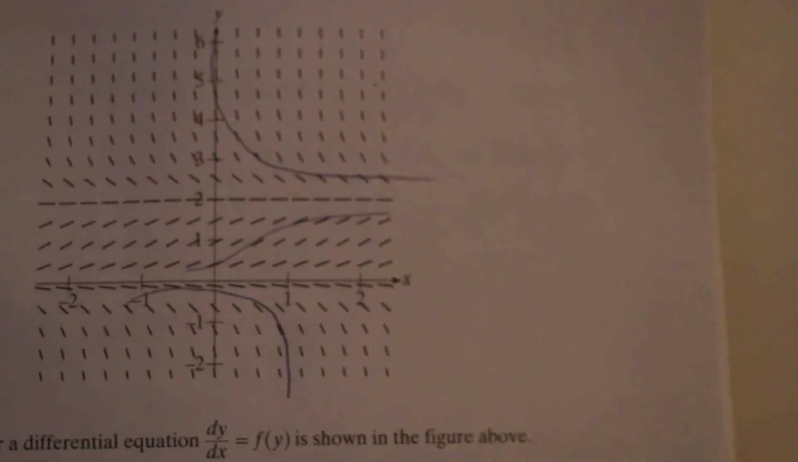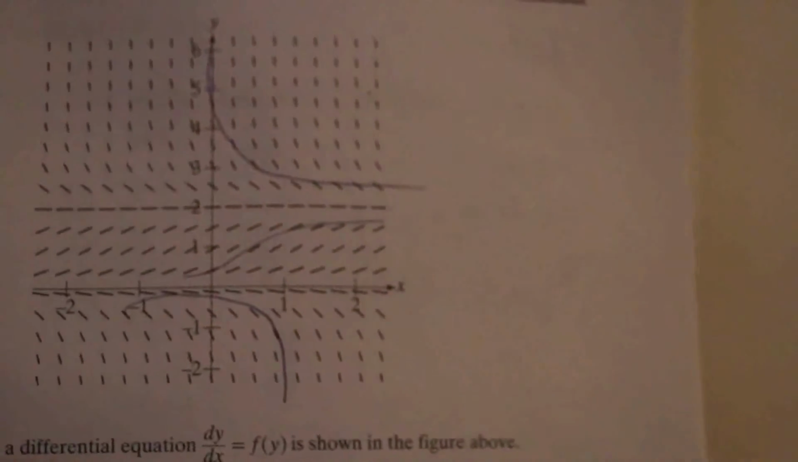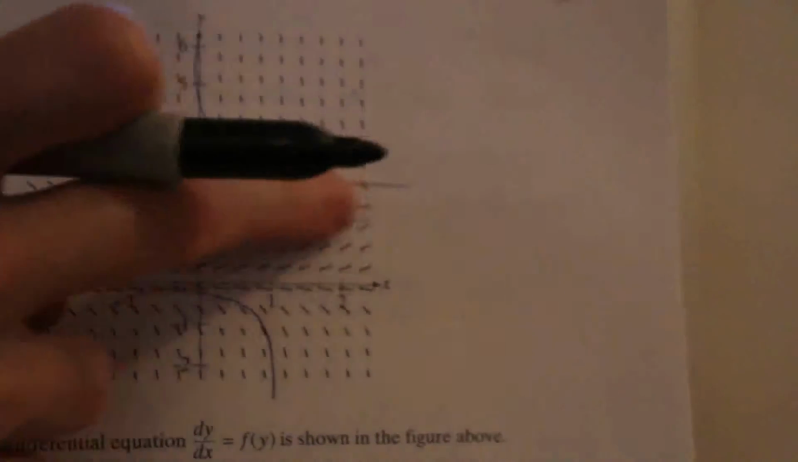So the first one, option 1, is if y0 is greater than 2, that means it's above this line. If y0 is greater than 2, then the limit of the function as x goes to infinity is approximately 2. Well, the best way to think about this is I'll take a point, so y0, that means along the y-axis, the y-intercept of my function. If it's greater than 2, I'll pick this point for instance. What happens as x goes to infinity?